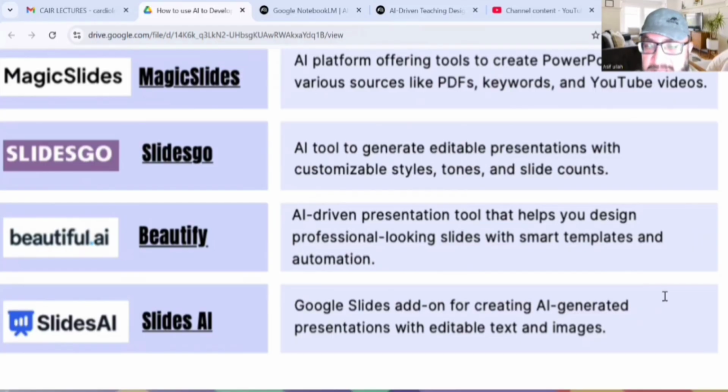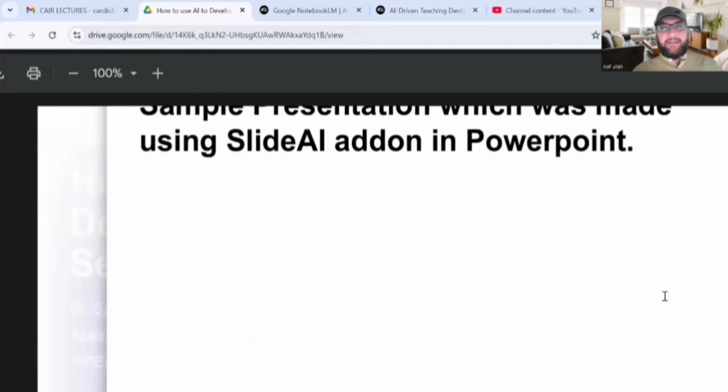Beautiful.ai is an AI-driven presentation tool that may help you design professional-looking slides with smart templates and automation. Slides AI is a Google Slides add-on for creating AI-generated presentations with editable text and images. Here is a sample presentation made by using the Slides AI add-on in PowerPoint.